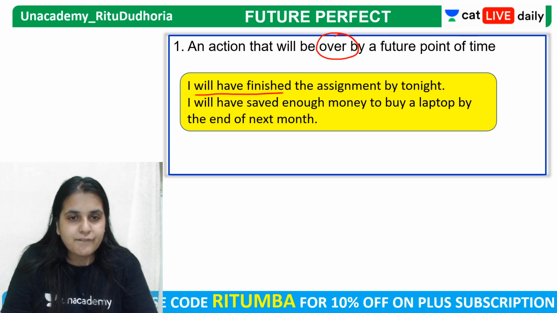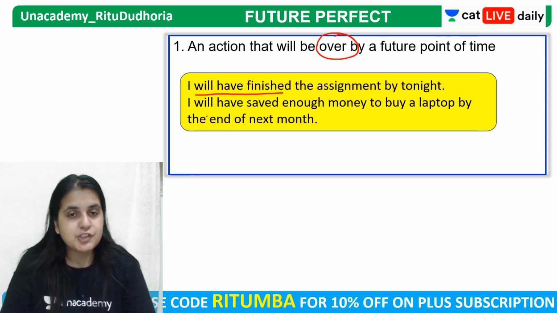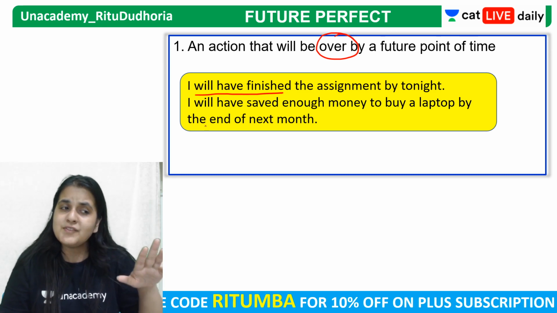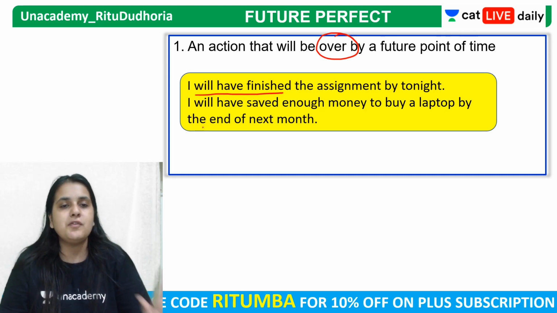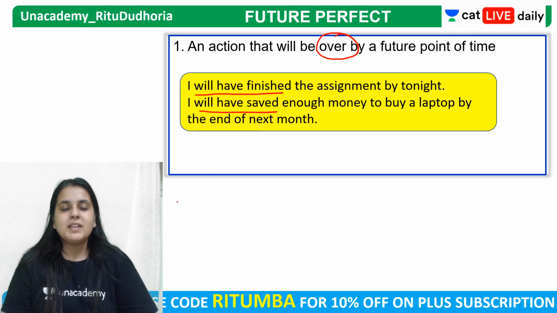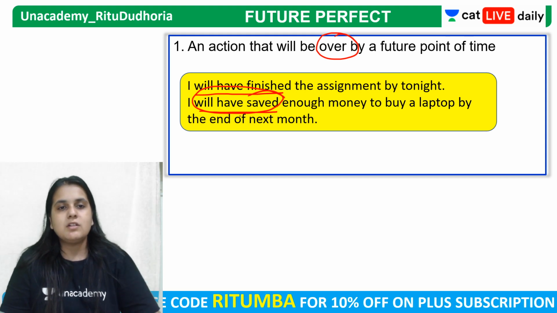I will have finished the assignment by tonight. अभी तक हुआ नहीं है. I will have finished it, मतलब तब तक हो जाएगा, खत्म ही हो जाएगा. I will have taken the CAT examination by tomorrow 5 PM. I will have saved enough money to buy a laptop by the end. An action that will be over by future.